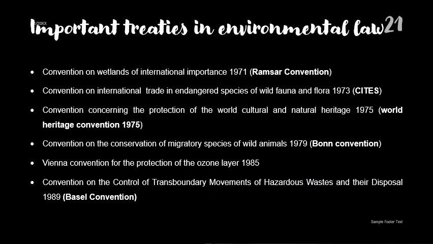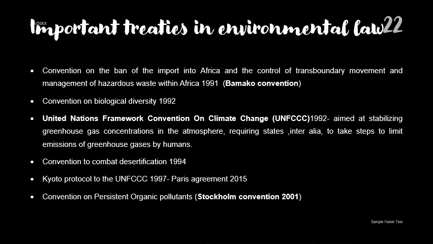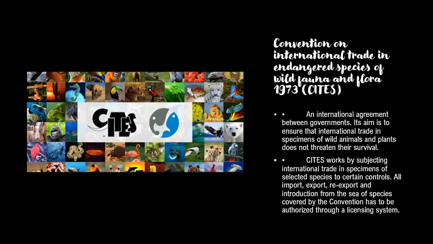Now, there are different treaties on international environmental harm. As you can see, there are a lot. Ramsar Convention, CITES, World Heritage Convention, Bonn Convention, Vienna Convention for the Protection of the Ozone Layer, Basel Convention, Bamako Convention, Paris Agreement, Stockholm Convention. All these are trying to ensure environmental protection. Read on these, familiarize yourself with them. If you read a whole treaty once or twice, you will never forget them.